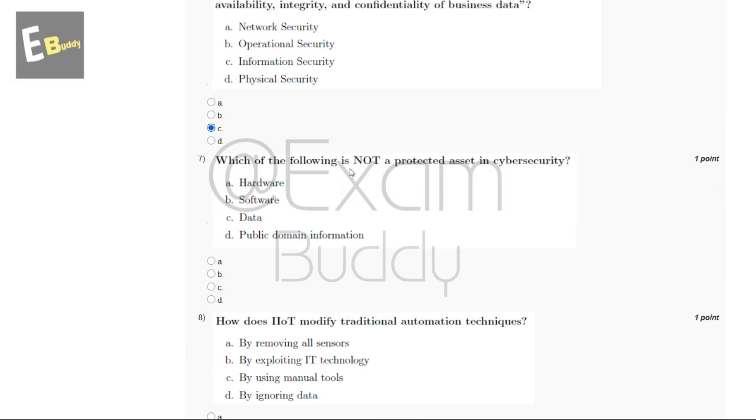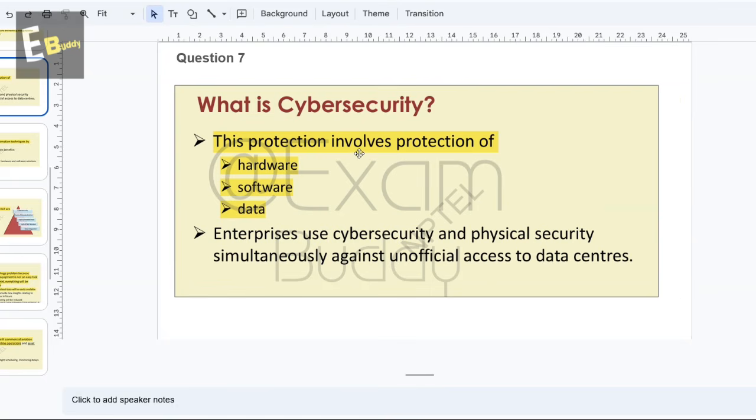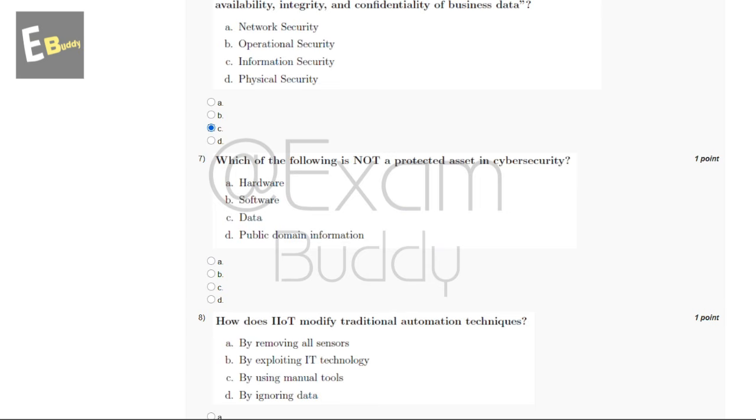Which of the following is not a protected asset in cybersecurity? So these are the options, and now let's check the explanation. The explanation says this protection involves protection of hardware, software, data. So the answer of our seventh question is D, public domain information. And now let's go to our question number 8.